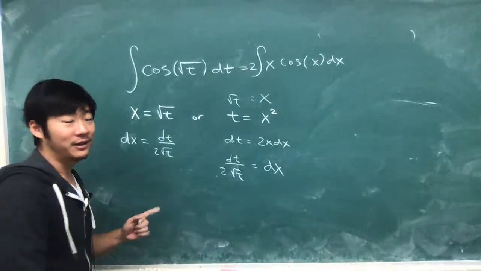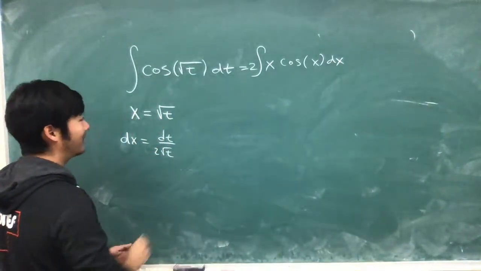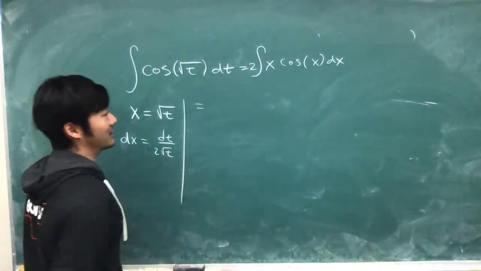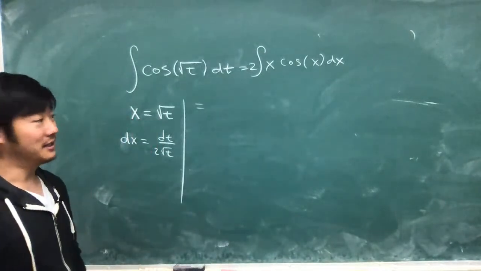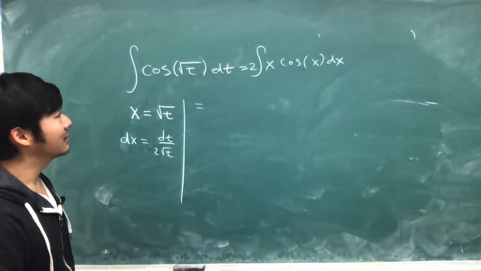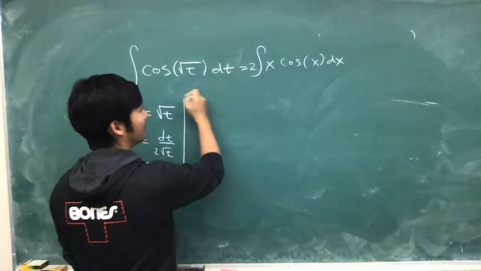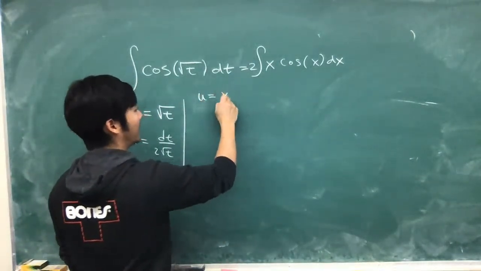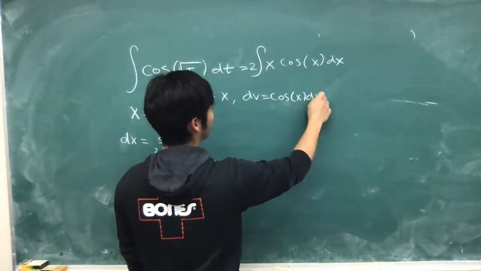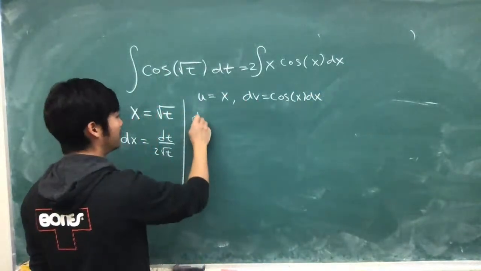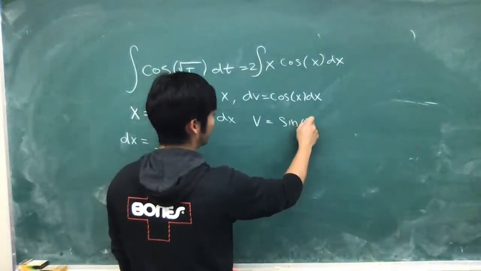And now we have to use integration by parts, because it's a product of an algebra function and a trig function, and I don't really see an easy way to do it. So let's try integration by parts. Let u equal x, dv is equal to cosine x dx. So du is dx, and v is sine of x.